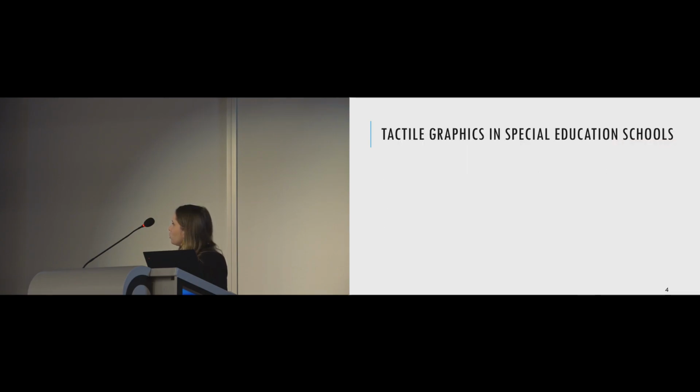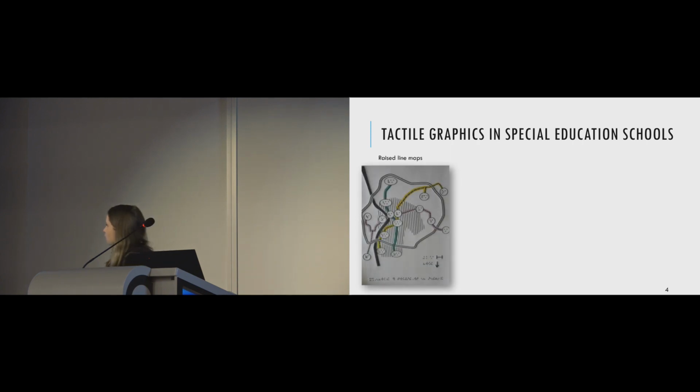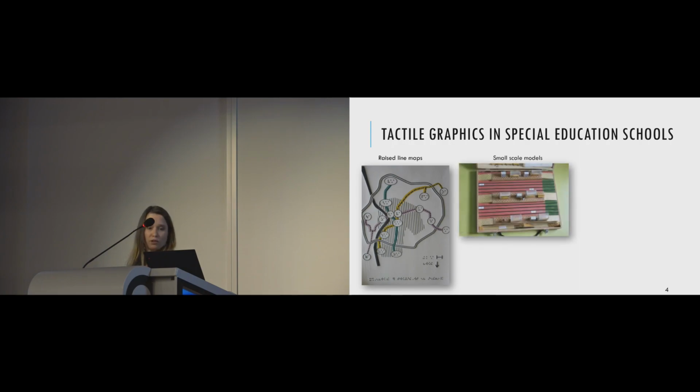So what do special education schools do to make content accessible to people with visual impairments? They use tactile graphics to represent spatial information. So this is a raised line map, where the ink is raised 1 millimeter over the map when it's printed.